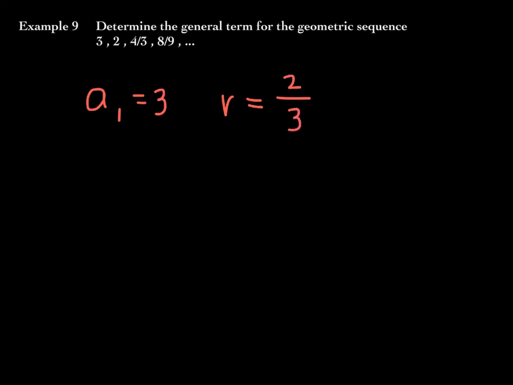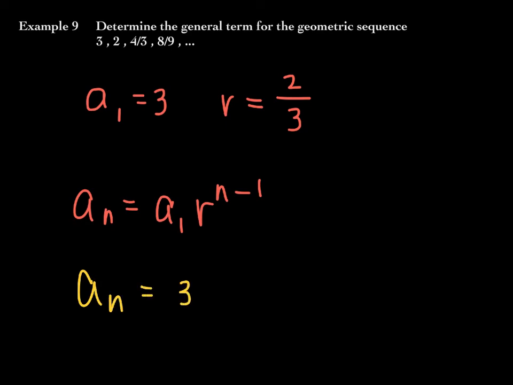Now, let's write out our general term. It's off the screen, so I'm going to go ahead and write it again for us. This is what we want, all right? So let's plug in what we know now. A sub n, the general term, is 3 times, now the common ratio is 2/3, to the power of n minus 1. This is the general term for this sequence.